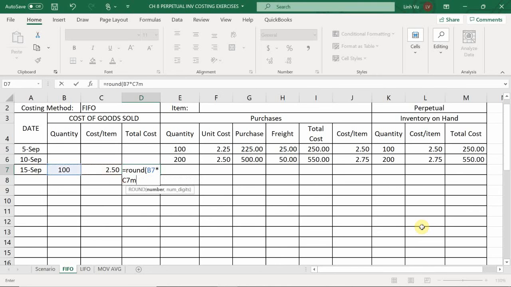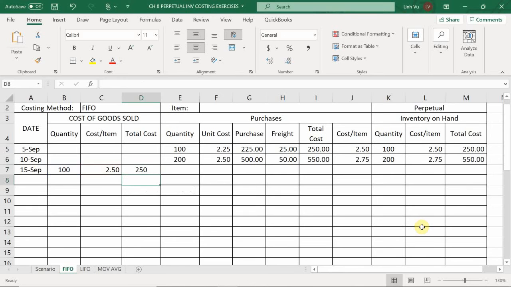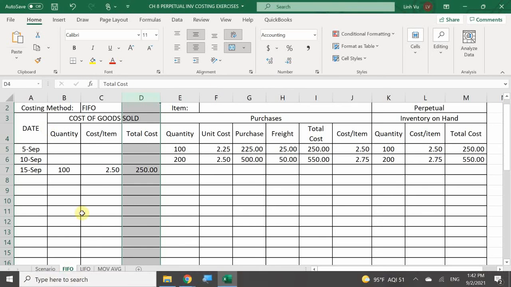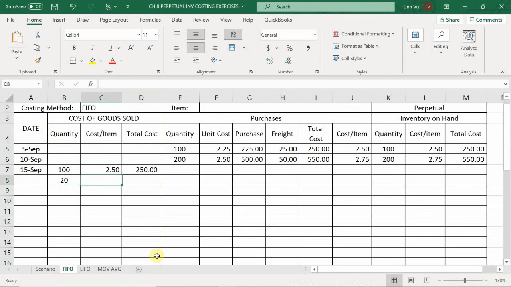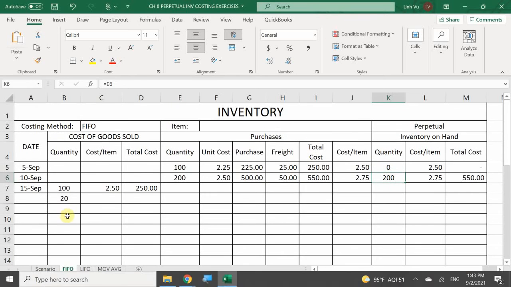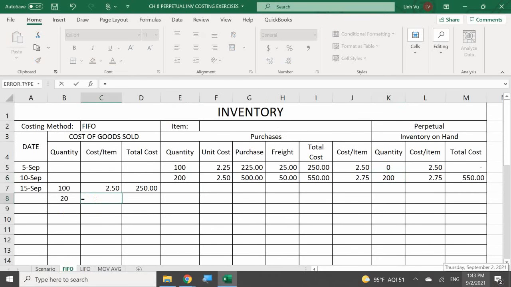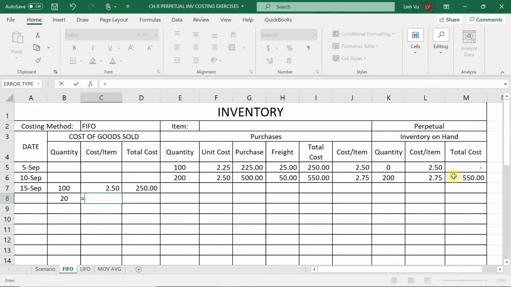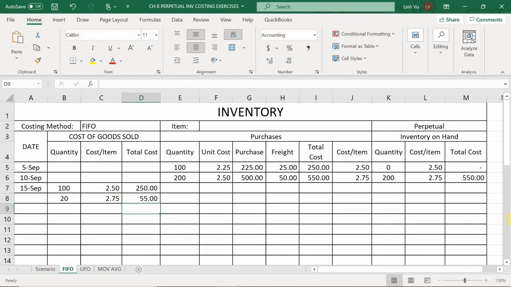$250, good. And then we need 20 from that second batch. So in this case, I can get rid of my first 100, there's nothing there. I need to take 20 from my second batch. What's my cost per item for my second batch? 2.75 times 20. Good. $55.